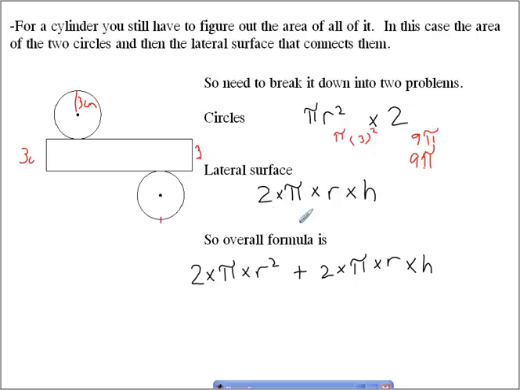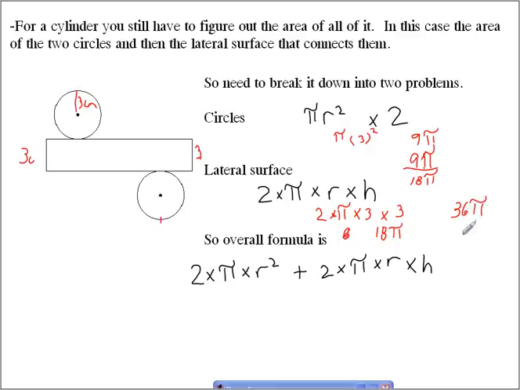So this portion is just the circumference, which is 2 times pi times r, which in this case is 3, times h, the height, which is 3. Then I multiply this all together and get 2 times pi times, 2 times 3 is 6, times 3 more is 18. So it's 18 pi. And I've got these two other things, the circles, and those add up together to 18 pi as well. So together I have 36 pi.